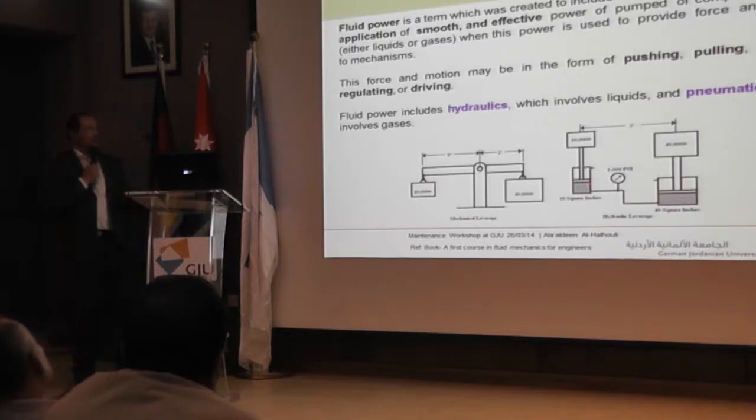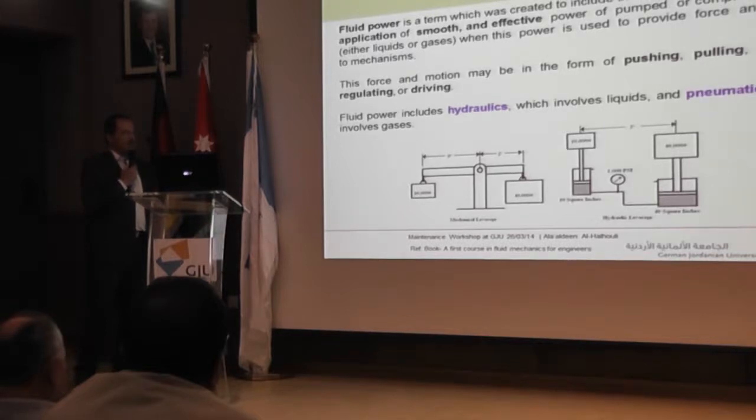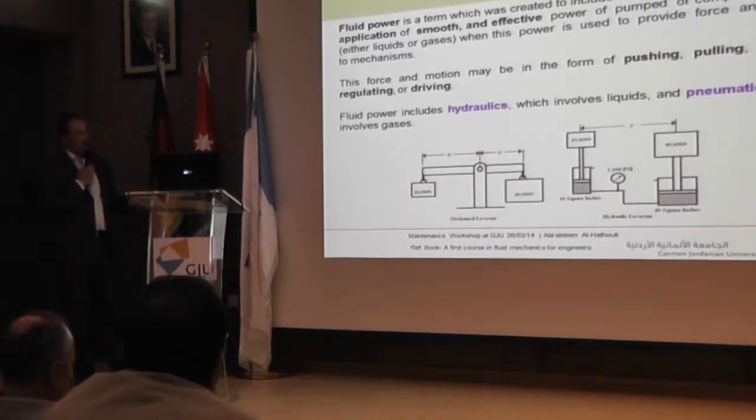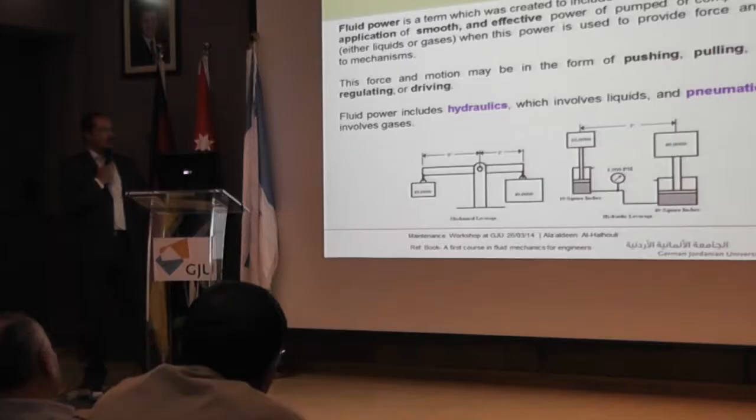If we look at these two figures, we have a mechanical system where multiplying the force by the length of the arm can multiply the force. Because force multiplied by the linkage distance at equilibrium is equal to the other weight multiplied by its linkage. So we can multiply the weight by controlling the distances here.